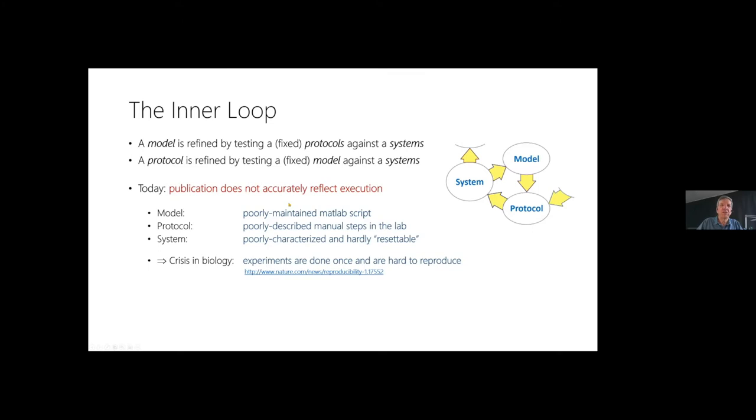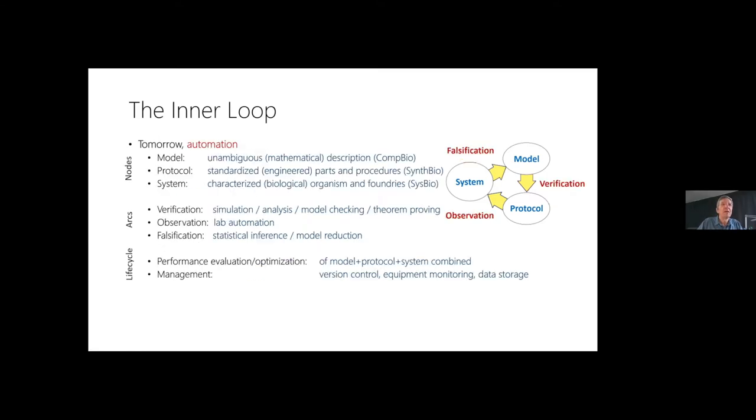The combination of all of this is causing a crisis in biology, where experiments are done basically once, and they're very hard to reproduce. There are Nature articles explaining why this is a problem. Of course, it's a problem because the scientific method requires reproducibility. So what we want to do is automate all these steps. We want to do model verification by protocols. We want to use protocols to observe systems automatically. And we want to do automatic falsification of systems to get to new models to iterate.